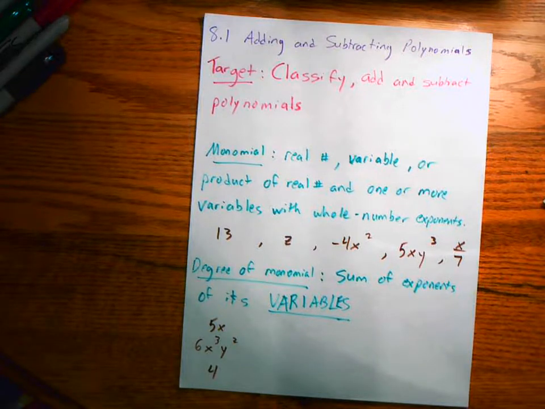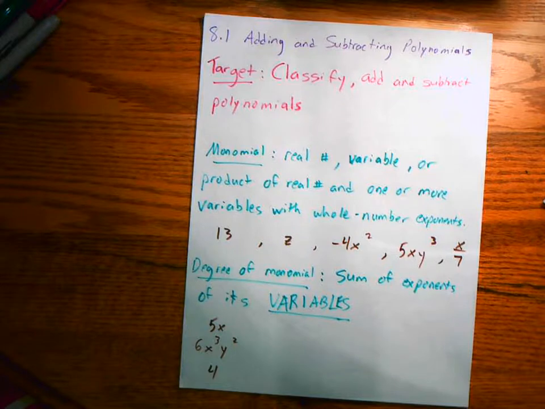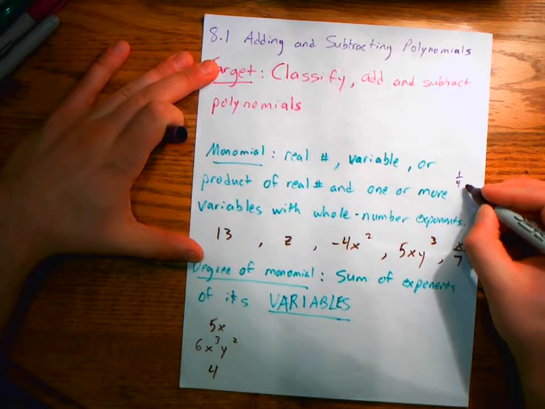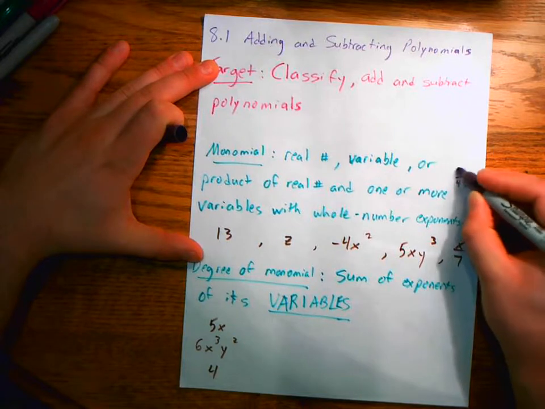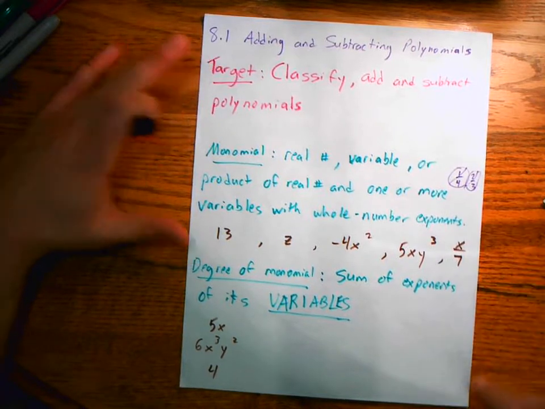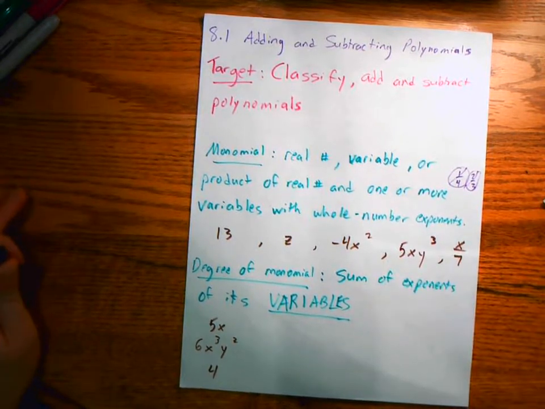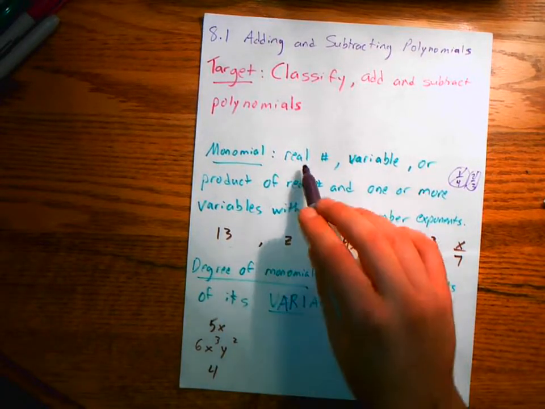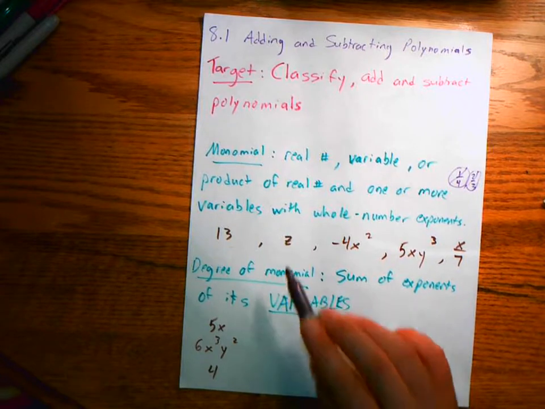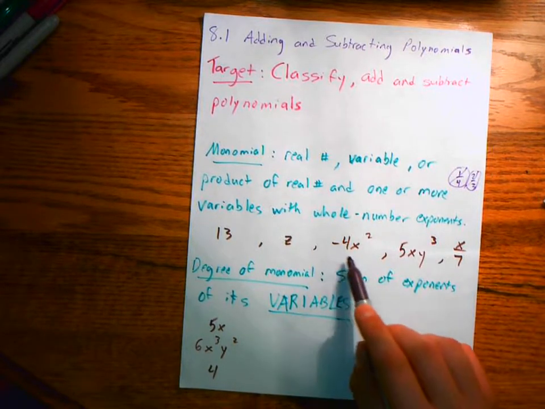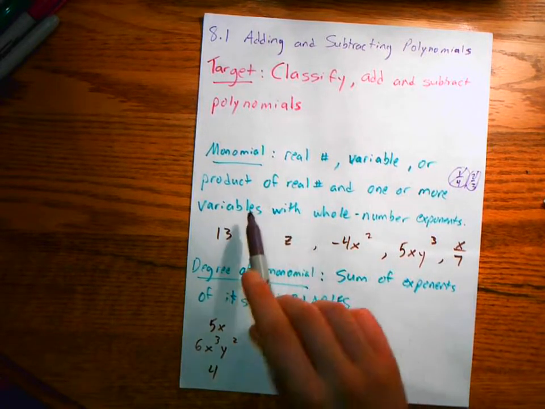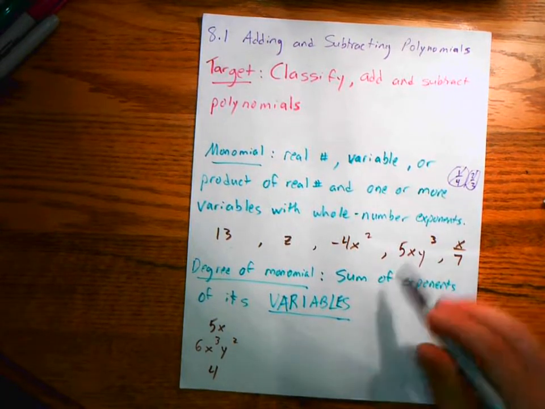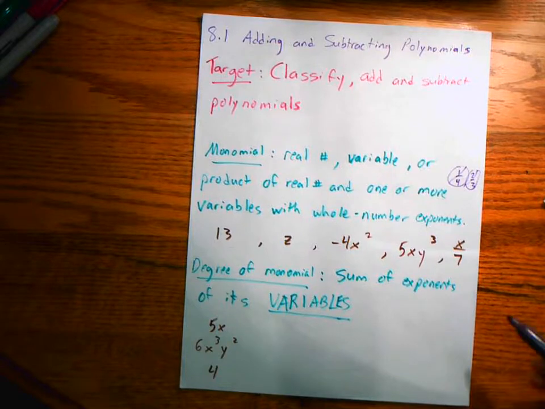So in last chapter we were talking about rational exponents. A rational exponent is a fraction. So you could have 1 over 4 or 2 over 3. These are not examples of whole number exponents. All of these terms down here are monomials. You have a 13, which is considered a real number. The letter z is a variable. Negative 4x squared is a product of a real number and a variable, and your exponent is a whole number. So these are all examples of what a monomial is.